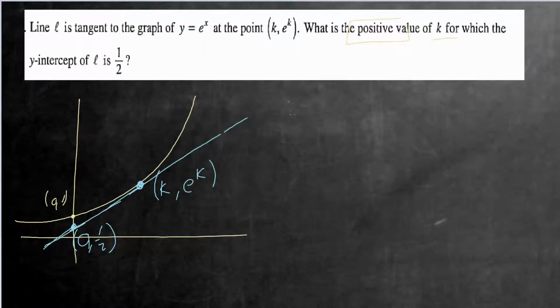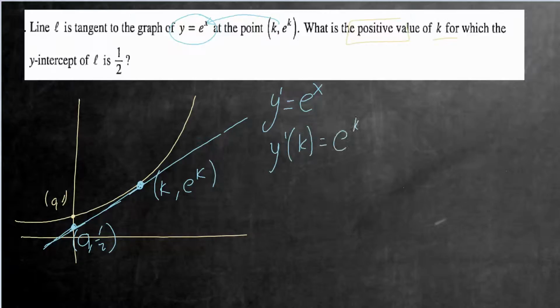I think there's a couple ways to do this problem. One would be using point slope form, and the other would probably be just using our slope equation. So I'll go both ways. The slope of this line has got to be the derivative of this function at the point k. So the derivative of y equals e to the x is y prime equals e to the x. So y prime at k would just be e to the k.